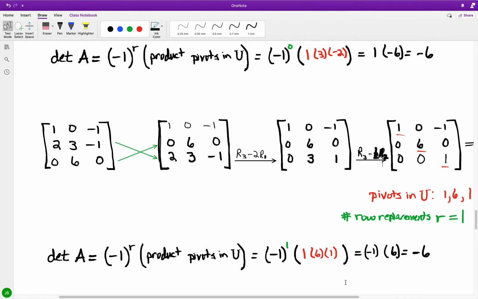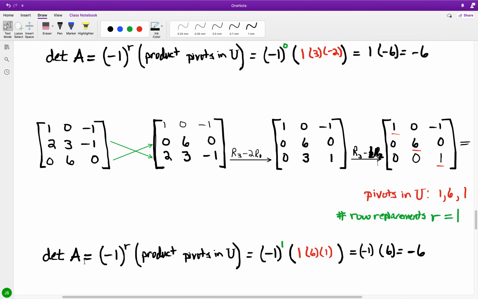Now for the value of the determinant of A, you have -1 to the R, representing the number of row replacements, which was once, so -1 to the first becomes -1. And for the product of the pivots, you have 1 times 6 times 1 is 6, and -1 times 6 comes out to -6. So again, through that approach, we still come out to the same determinant value.